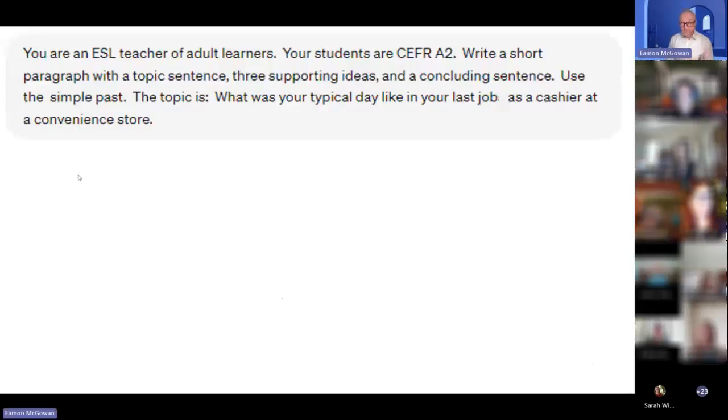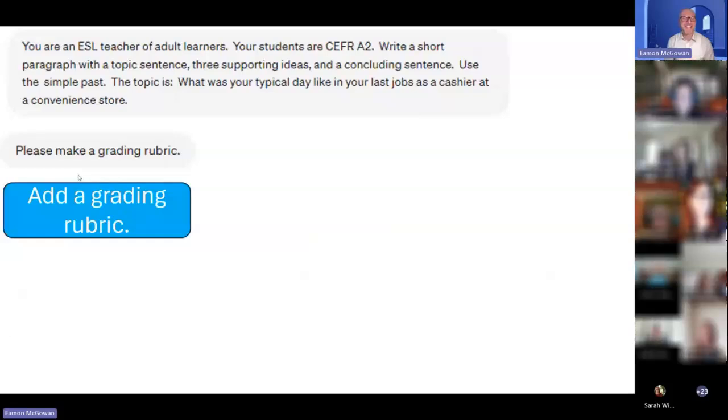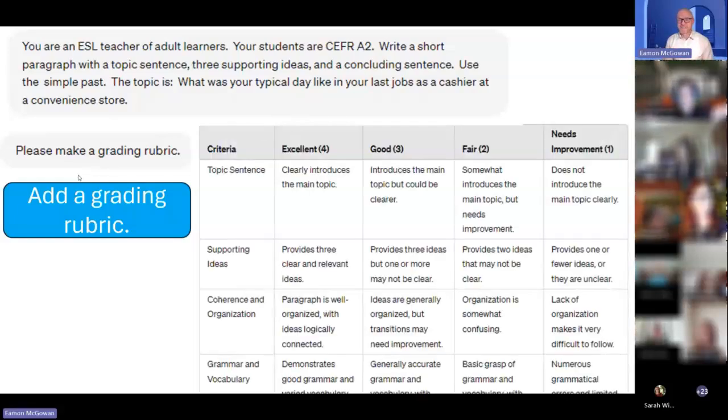On a lower level, this is a CEFR A2. Again, a model paragraph asking for that basic structure of that academic paragraph, right? The hamburger style paragraph, different topic, right? Working as a cashier. But what's amazing here, and a big time saver, is this right here, adding a grading rubric. And all I did was put in, please make a grading rubric. And it gave me this.